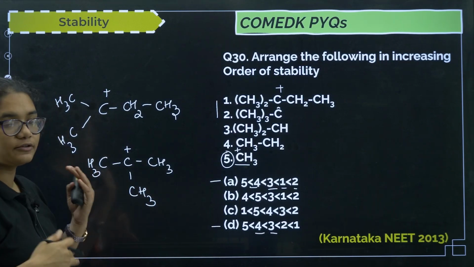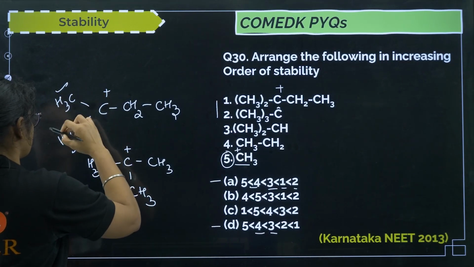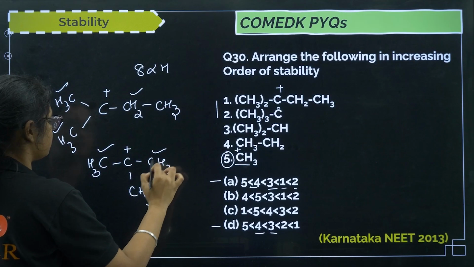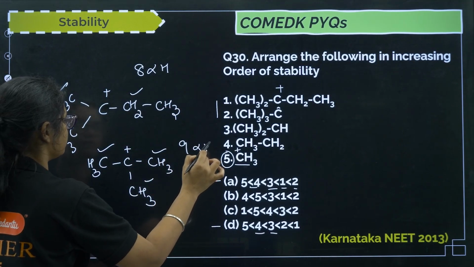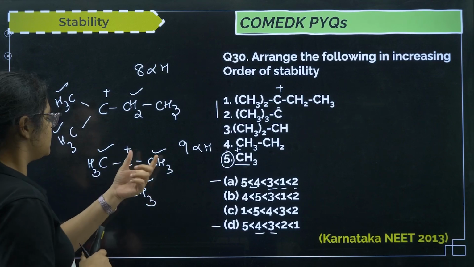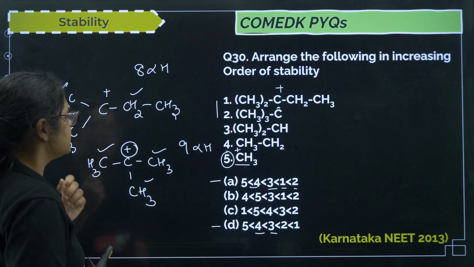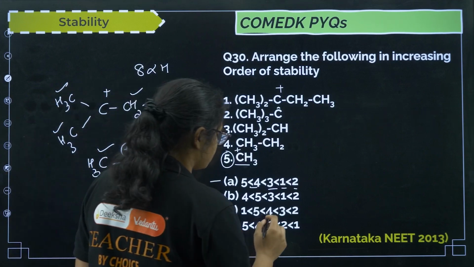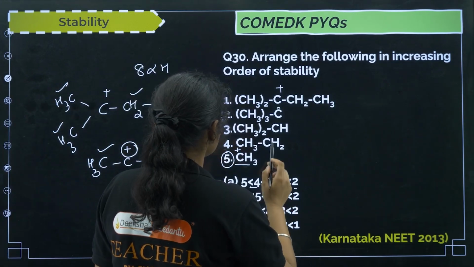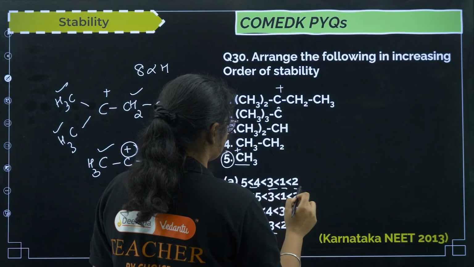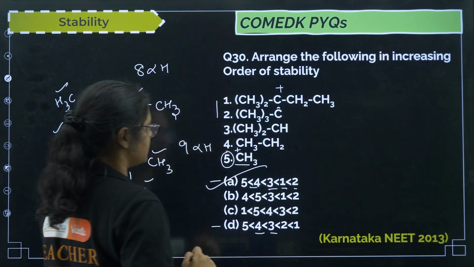Now out of these 2, which is more stable, you have to think. That all depends on the hyperconjugation structures. Here you can see a total of 8 alpha hydrogens are there, and here you can find there are 9 alpha hydrogens. So these 9 alpha hydrogens will stabilize this carbocation, so it will be more stable. So definitely 2 will be more stable, and 1 will be least stable, right? So after 3 I get 1, then 2 is the most stable, so option number A.